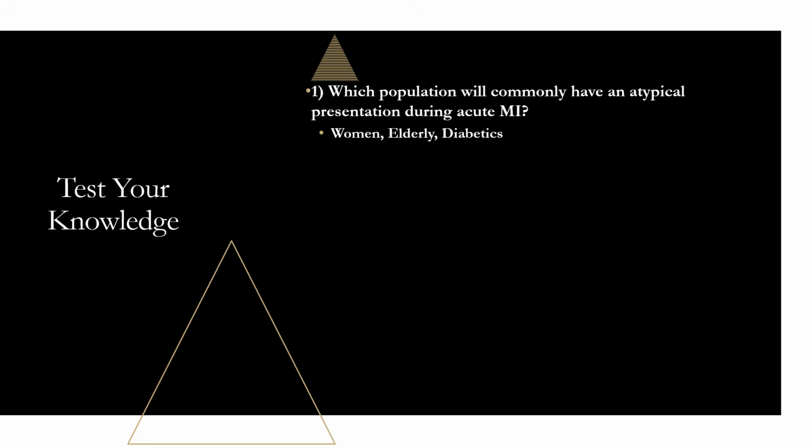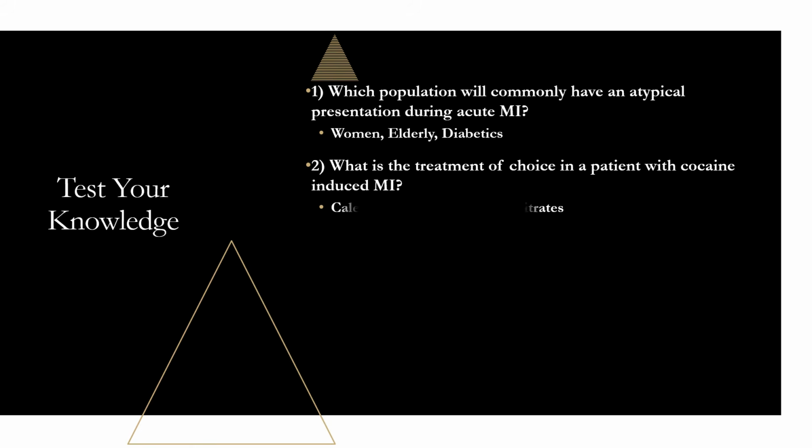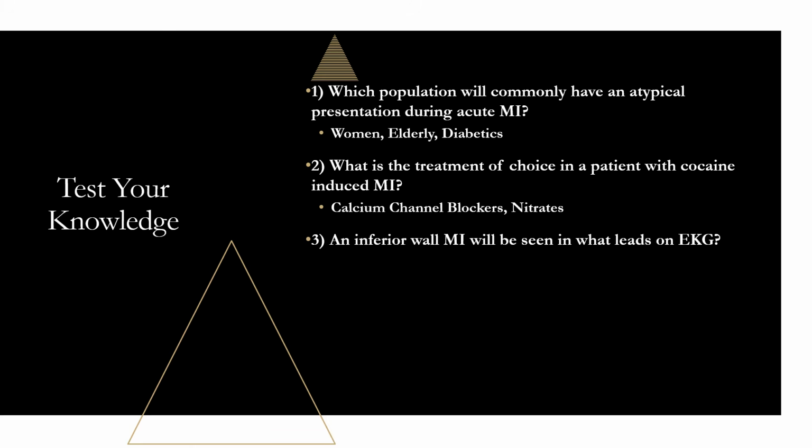Women, elderly, and diabetics. What is the treatment of choice in a patient with cocaine-induced MI? Cocaine-induced MI, they're going to get calcium channel blockers. Remember, nitrates is a close second. An inferior wall MI will be seen on what leads on an EKG? This one's really important because this is the one they always seem to ask. It's going to be 2, 3, and aVF. Remember that one. Concrete that in your head. That's probably the one you'll be asked.